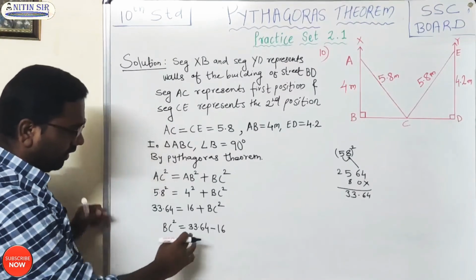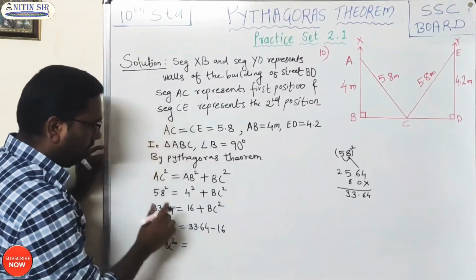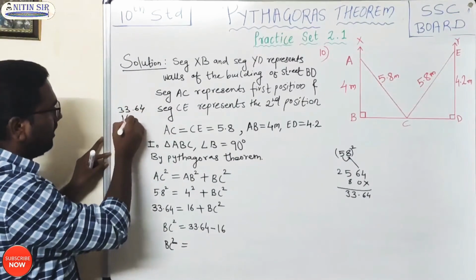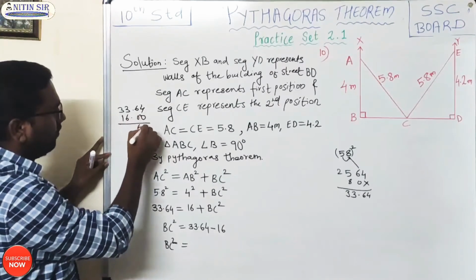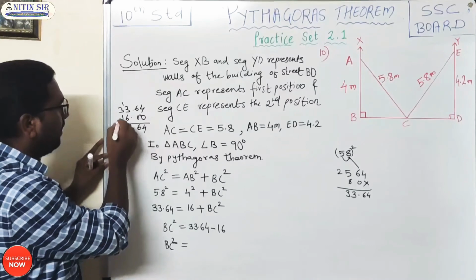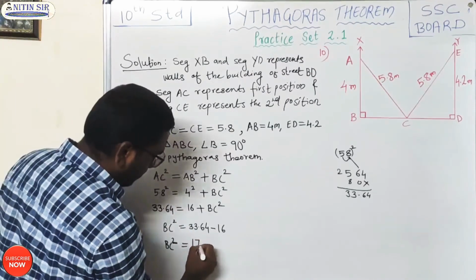Okay, 33.64 minus 16. How will we do it? We'll write 33.64 and 16 like this. 64, point, here 13 minus 6 is 7, here 2 minus 1 is 1764. So BC square is equal to 17.64.